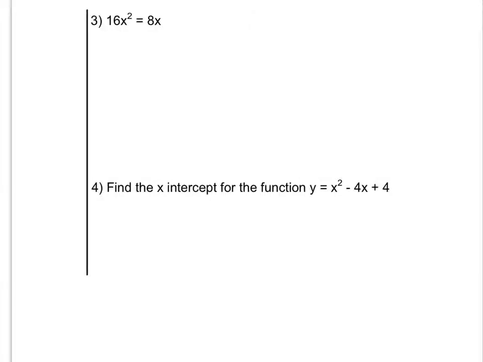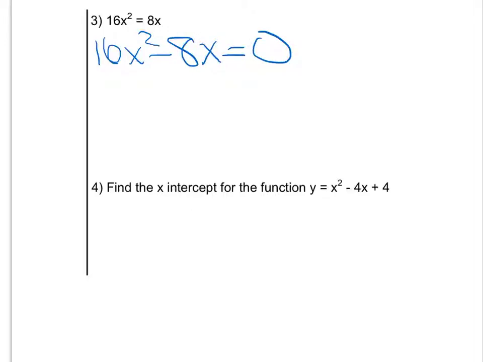Looking at two more examples where we're solving quadratic equations by factoring, I look at number 3, 16x squared equals 8x. First thing I notice is it's not equal to 0. I want to be able to use my zero product property. I can't do that unless it's equal to 0. So I'm going to move this 8x over by subtracting it, giving me 16x squared minus 8x when I subtract it from both sides equals 0.